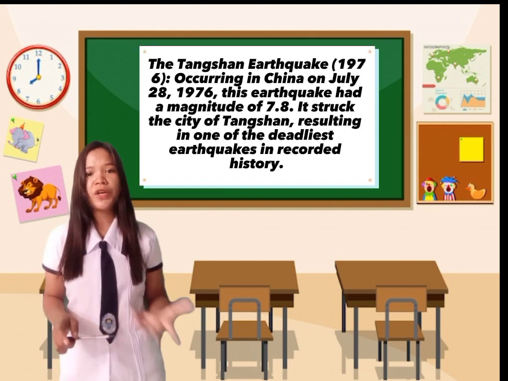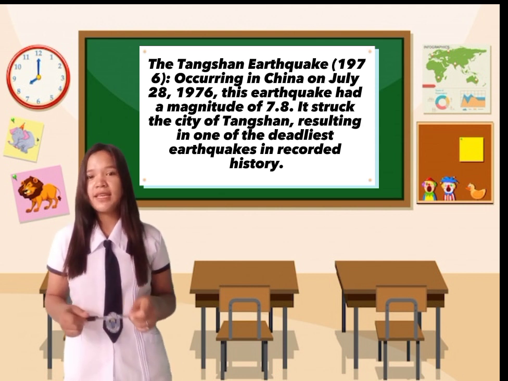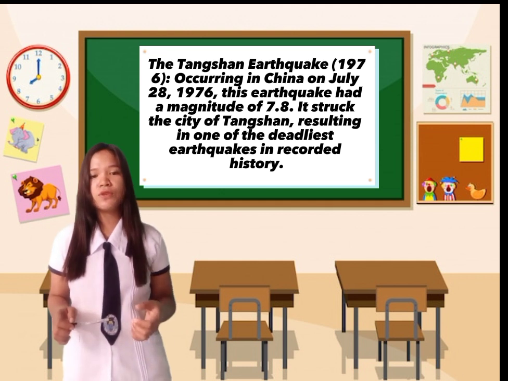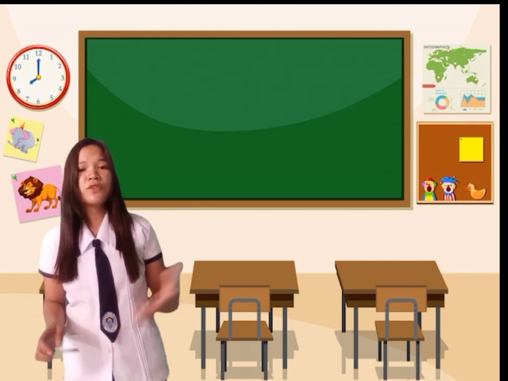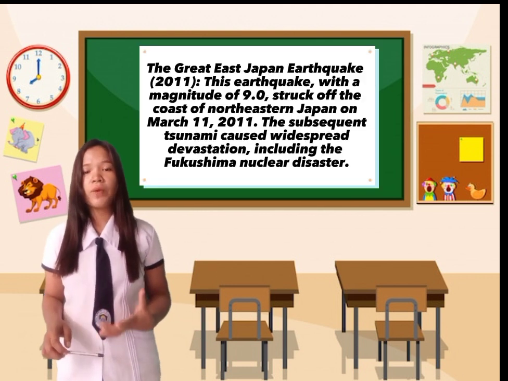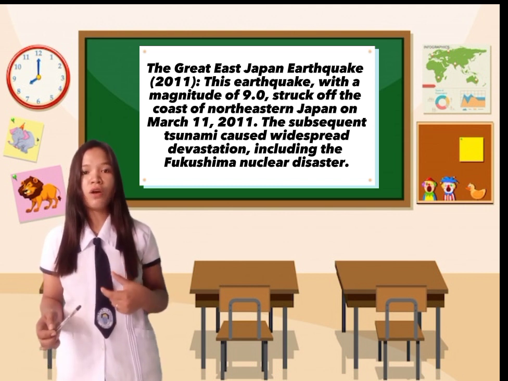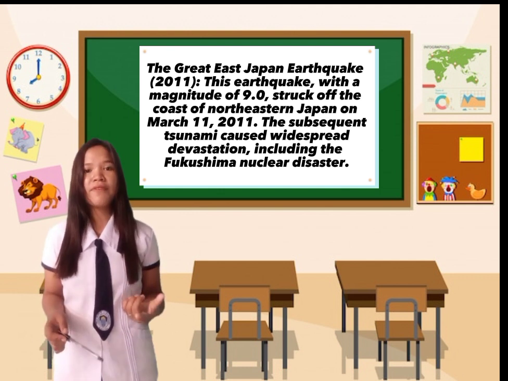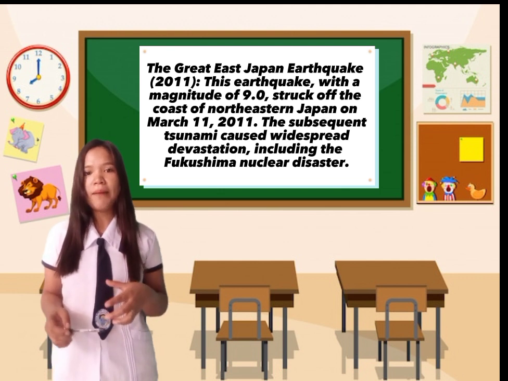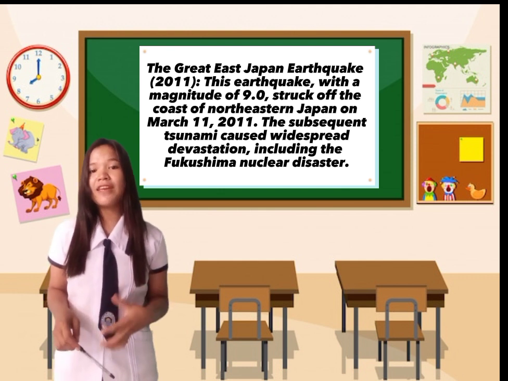The Tangshan earthquake of 1976, occurring in China on July 28, 1976, had a magnitude of 7.8. It struck the city of Tangshan, resulting in one of the deadliest earthquakes in recorded history. The next one is the Great East Japan earthquake of 2011. This earthquake, with a magnitude of 9.0, struck off the coast of northeastern Japan on March 11, 2011. The subsequent tsunami caused widespread devastation, including the Fukushima nuclear disaster.